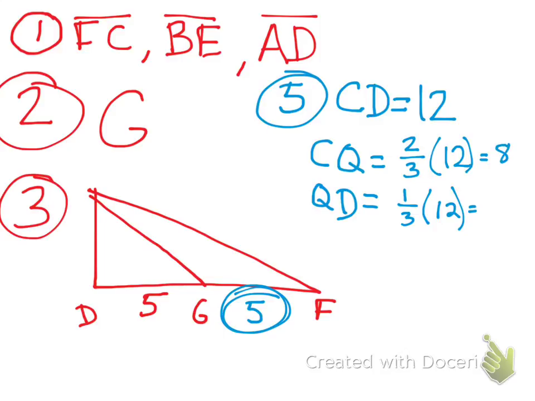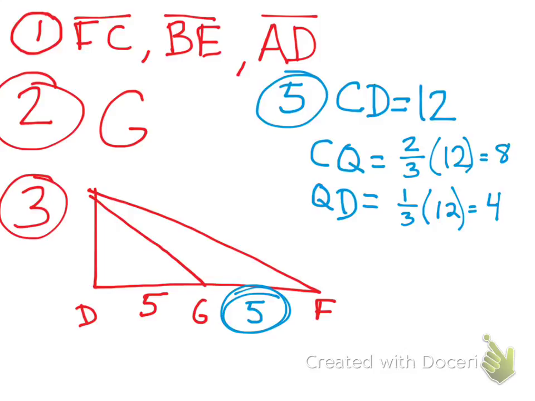8. And 4 is the second one. Good. So that's how you're going to do that section. 5, 6, 7. It looks like they give you the entire length of the median for each of those.